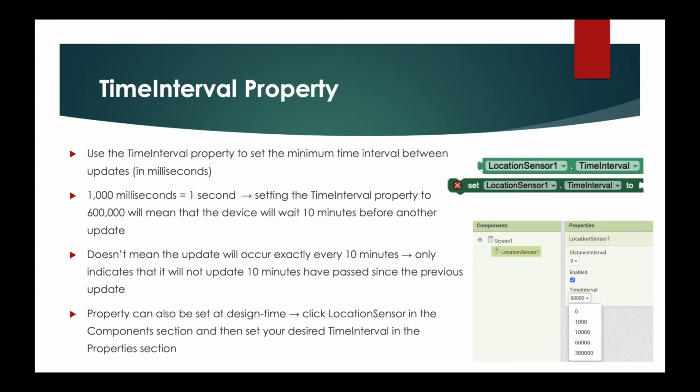You can also set these intervals to update at a certain time by using the time interval blocks. This property allows you to set the minimum time interval between updates in milliseconds. For example, if you set the TimeInterval property to 600,000, it will mean that the device will wait 10 minutes before another update because 1000 milliseconds equals 1 second. However, just like the distance interval property, when you use the TimeInterval property, it doesn't mean that the update will occur every 10 minutes. It only indicates that it will not update until 10 minutes have passed since the previous update. You can also set this property at design time by clicking Location Sensor in the Components section and then setting your desired time interval in the Properties section.